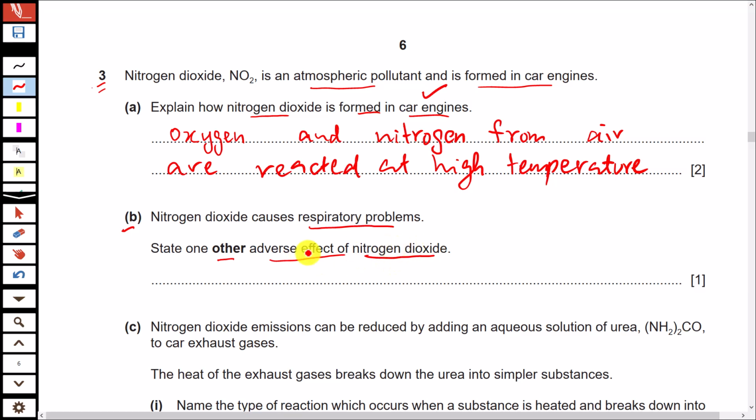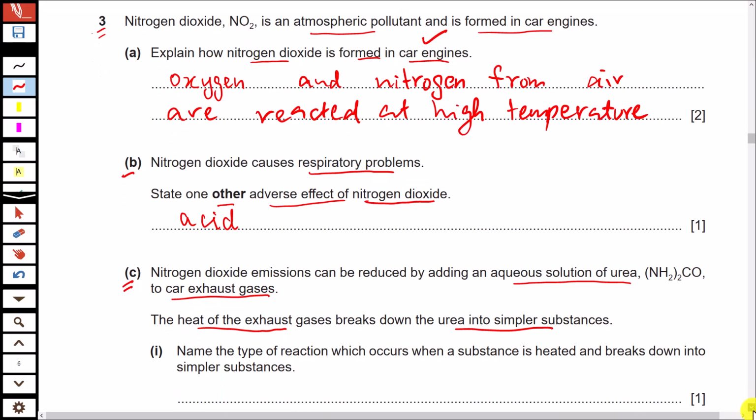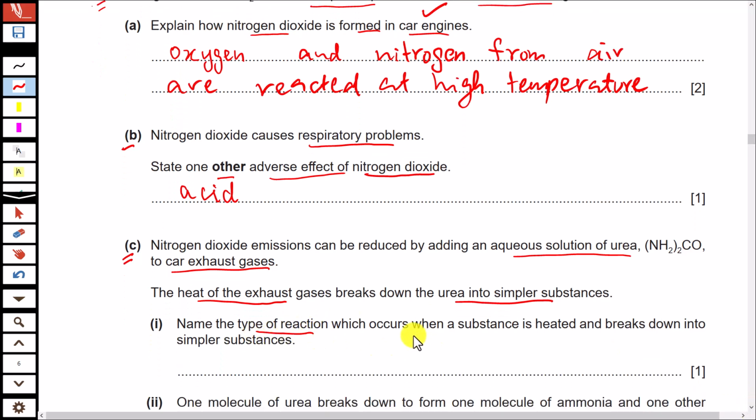So we are familiar with acid rain, and one of the gases responsible for acid rain is nitrogen dioxide. Nitrogen dioxide emissions can be reduced by adding an aqueous solution of urea to car exhaust gases. The heat of the exhaust gases breaks down the urea into simpler substances. Name the type of reaction. When a substance is heated and breaks down into simpler substances, such a reaction is called decomposition.